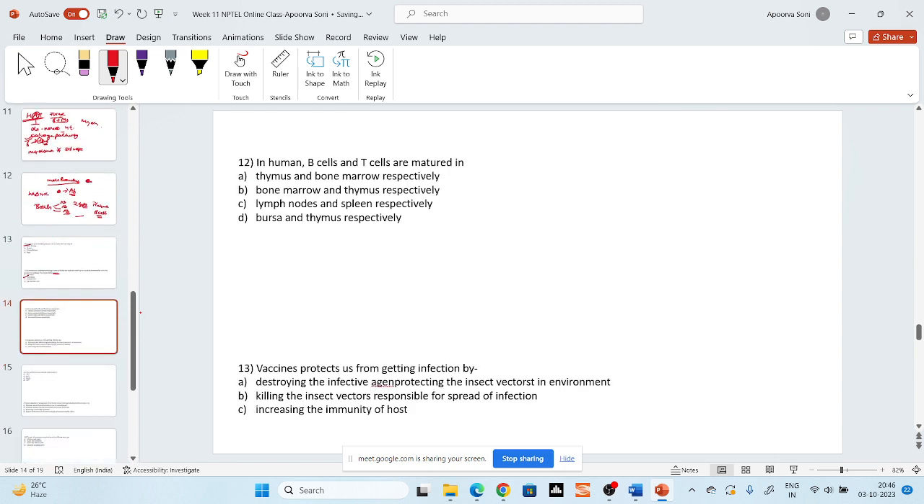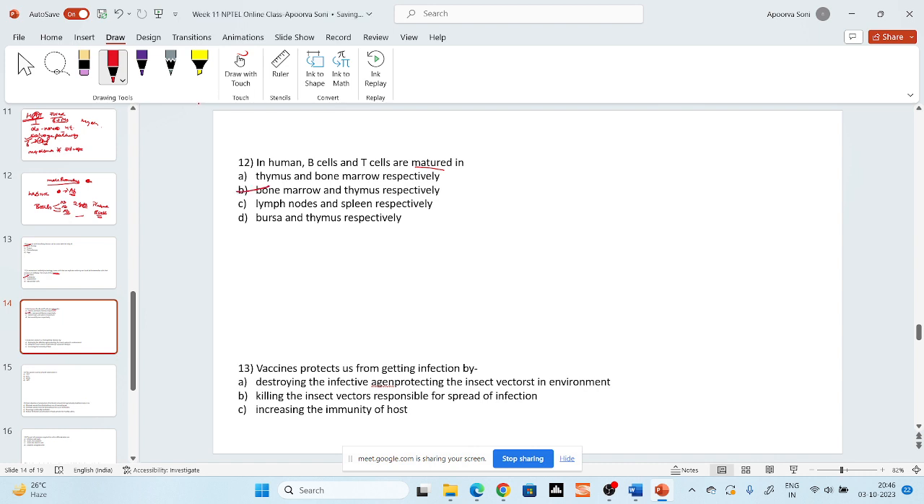Then the next question is, in humans, B and T cells are matured in which organs? Thymus and bone marrow respectively, or the other way around. B cells are matured in bone marrow, and T cells are matured in thymus. Okay, thymus for T cells, bone marrow for B cells.